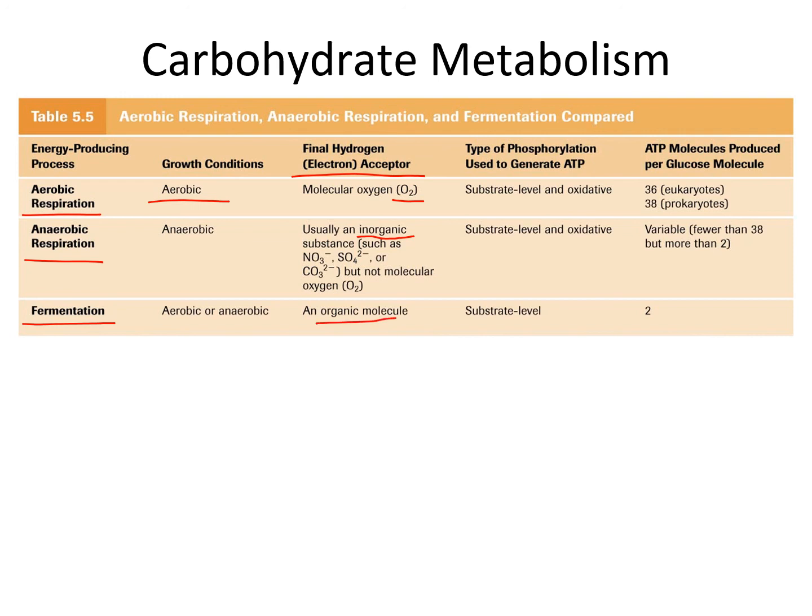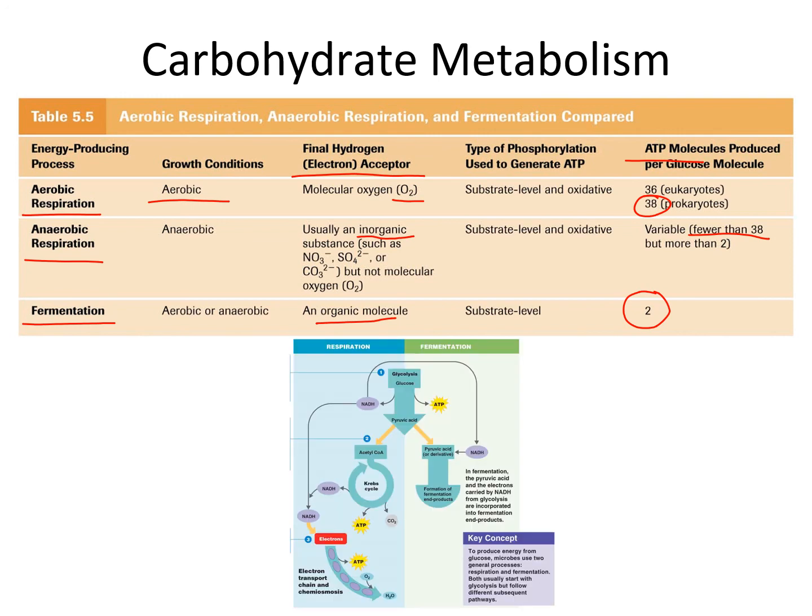And the last important thing is the relative number of ATP that is produced from one glucose molecule. Aerobic respiration, you can get a maximum of 38 ATP in prokaryotes. Anaerobic respiration is less than 38 ATP, and fermentation is only 2 ATP from one glucose molecule.